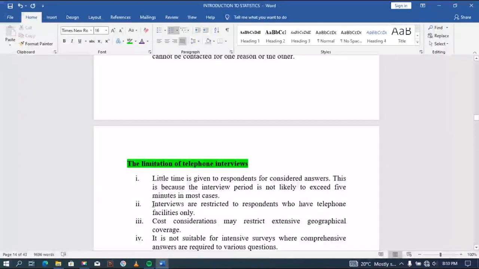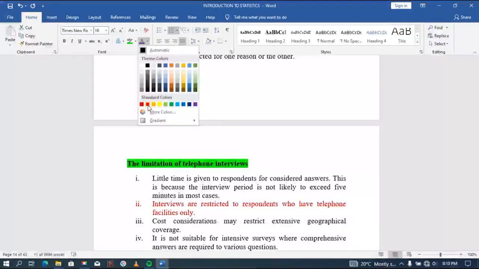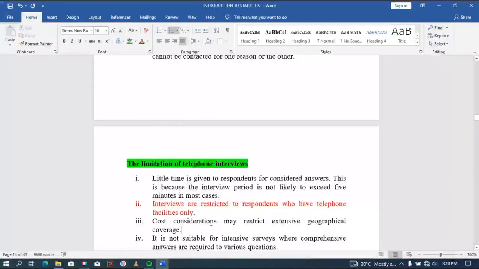Then interviews are restricted to respondents who have telephone facilities only. So there are limitations to this. If you're to make a survey in a given big population, not all of them will be in possession of phones. So there will be restrictions on the numbers that you contact, and some characters will be left out, because what you may be looking for could be possessed by a person without a phone, and failing to access such a person, you will not be able to get that information.